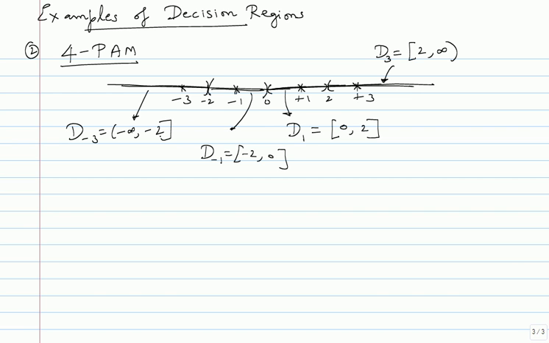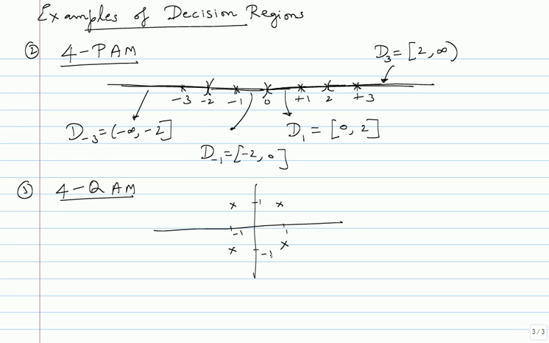So the next example I'm going to see is 4QAM. Okay, so what is the 4QAM constellation? How many points does it have? 4 points. What are the 4 points? Plus or minus 1, plus or minus 1, right? So those are the 4 points that you have. Okay, this is my 4QAM.